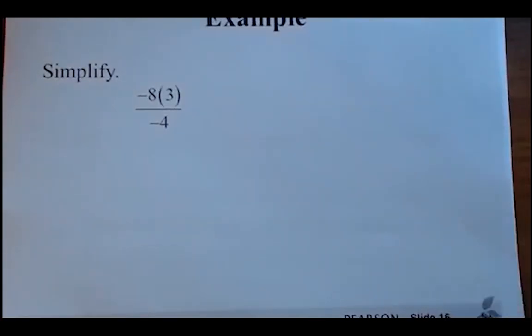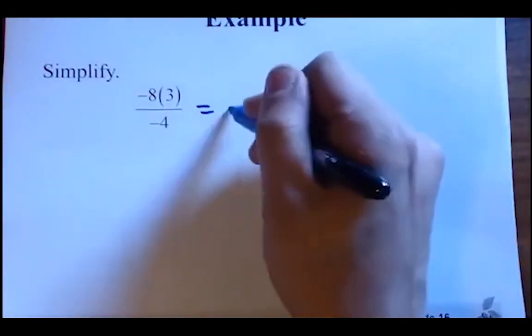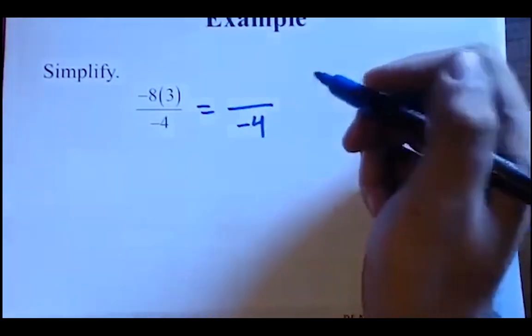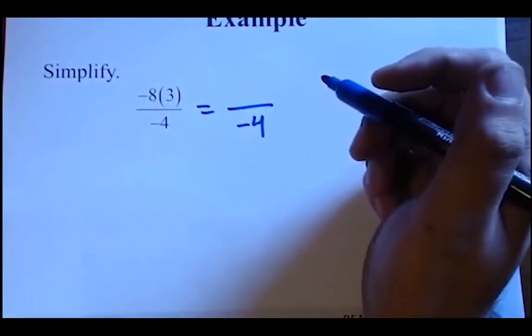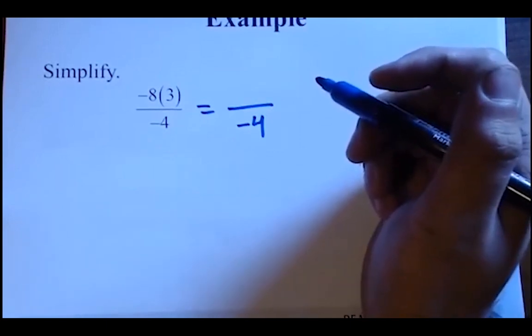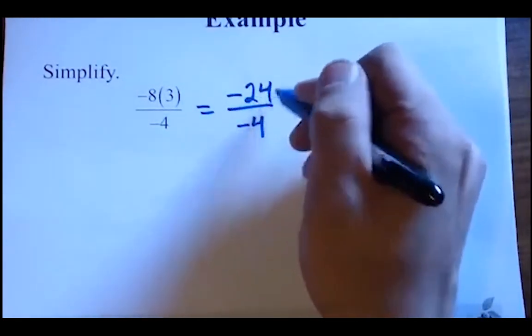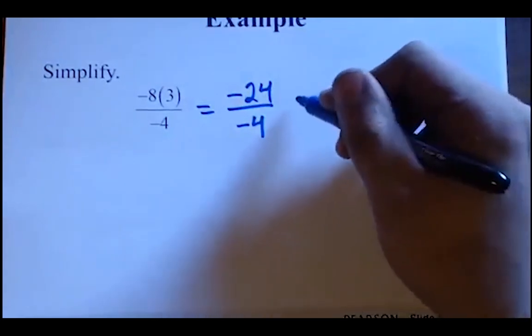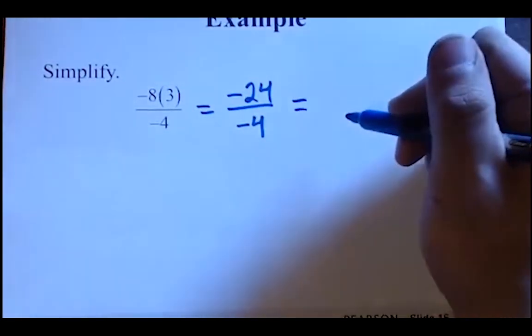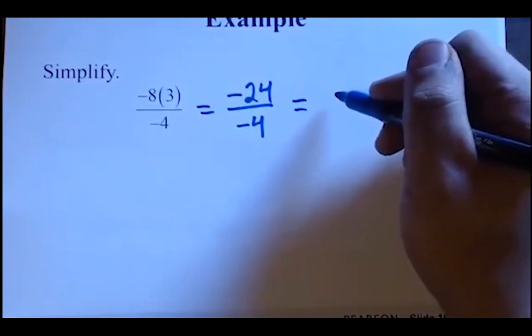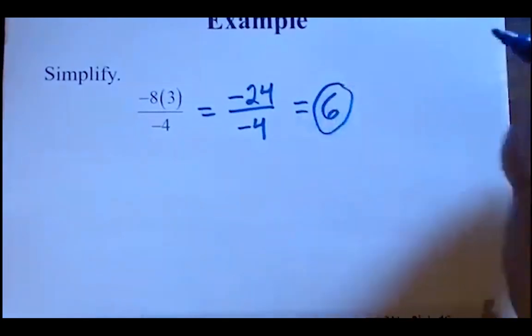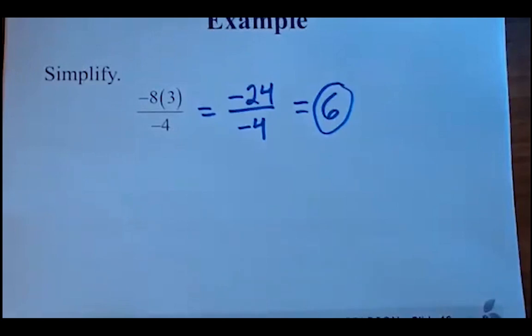Okay, so let's simplify. Fraction bar is 2 problems. The bottom is done. It's just a -4. On the top, we have -8 times 3. Remember, different signs when we multiply is a negative number. -8 times 3 would be -24. Finishing this off, negative divided by negative is positive. 24 divided by 4 is 6. So this would be +6.